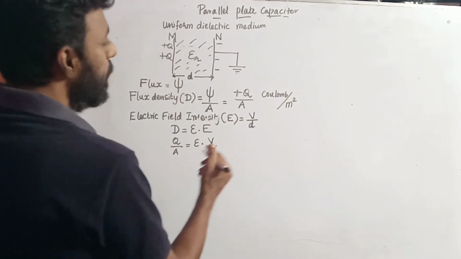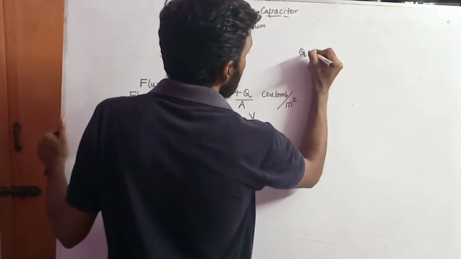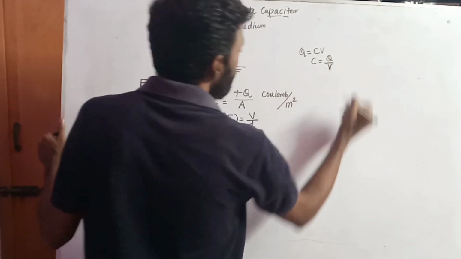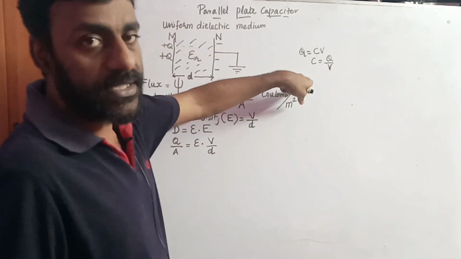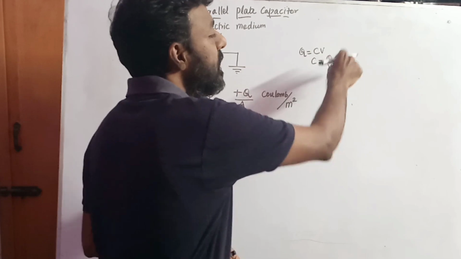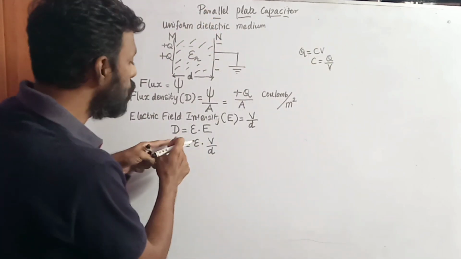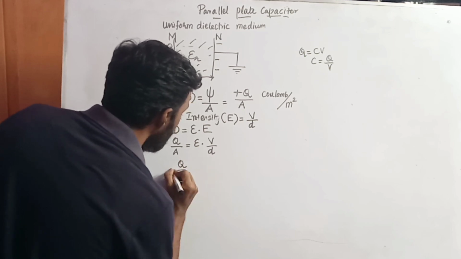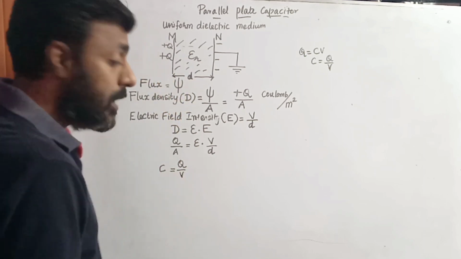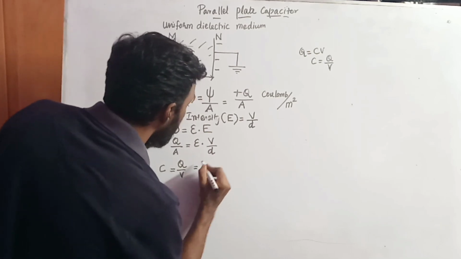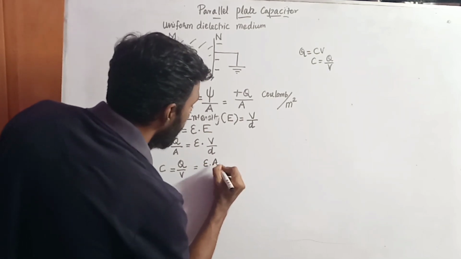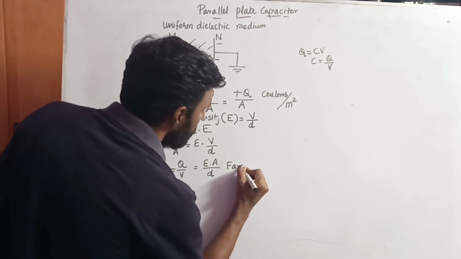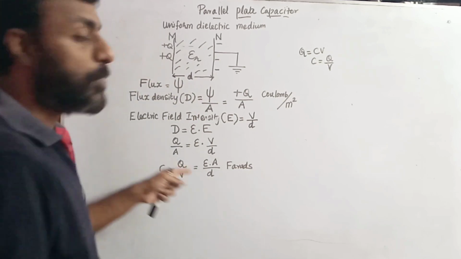Now I know that Q equals C into V, so C will be Q divided by V. I want to find the capacitance, so the ratio Q by V I am interested in finding. I have Q and V, so I am making it a ratio Q divided by V, which is nothing but the capacitance C. So this Q by V is nothing but epsilon into A divided by d farads. This is the expression.